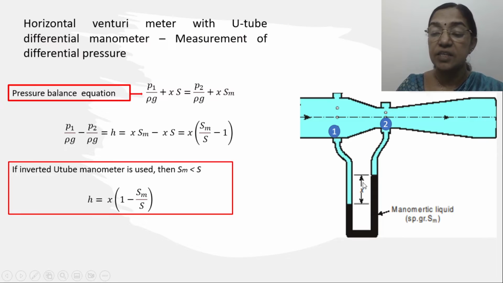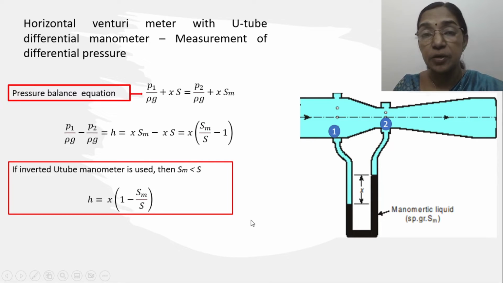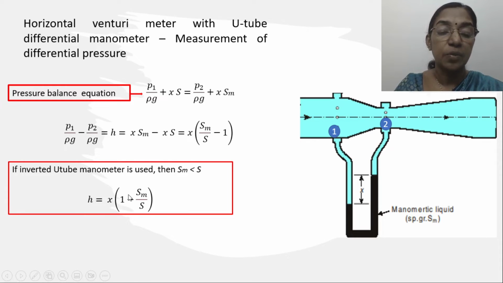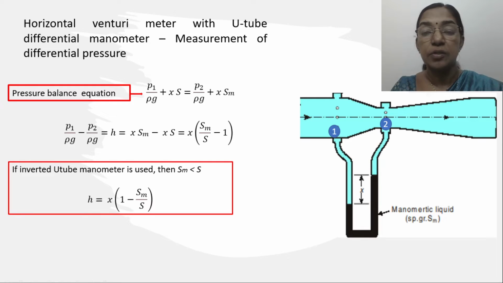So x is the deflection of mercury in the U-tube manometer. By using this equation, we can convert the deflection of mercury into pressure head. If you are using an inverted U-tube manometer, the specific gravity of the manometric liquid is less than the specific gravity of the flowing fluid. In that case, H equals x into (1 minus Sm by S). By using this concept, we can convert the deflection of mercury into H, and H can be utilized in the discharge equation of the Venturimeter.